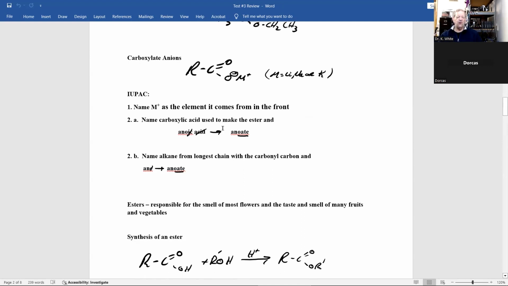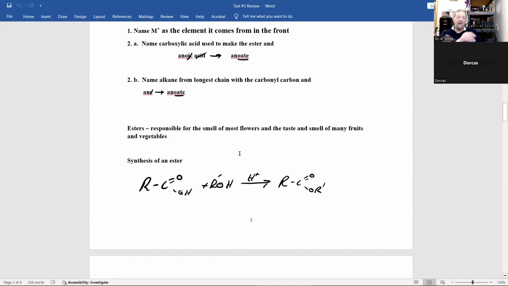Name the carboxylic acid used to make that ester, drop the IC in the word acid and add OATE. Or, if R is not a benzene ring, you can use that student's idea: name the alkane it comes from, drop the E and add OATE.